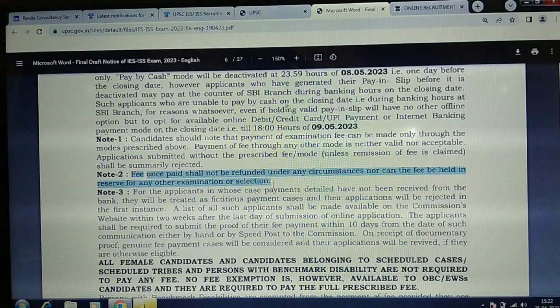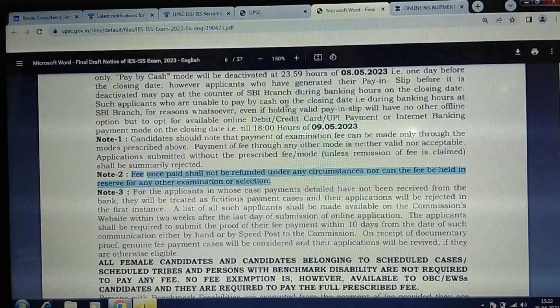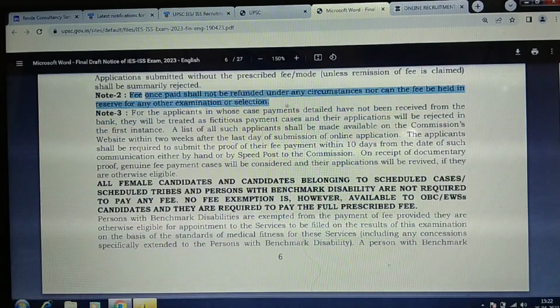In such cases you have to wait. The fees once paid shall not be refunded under any circumstances, nor can the fee be held in reserve for any other examination or selection. It won't be refunded under any circumstances, and there is no adjustment for any other examinations. This is a very important fees process.